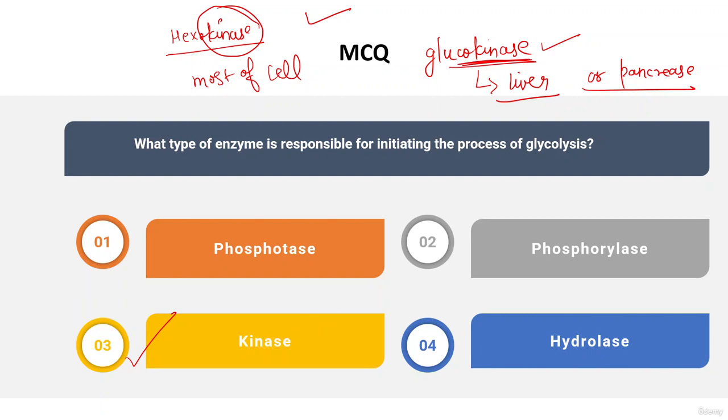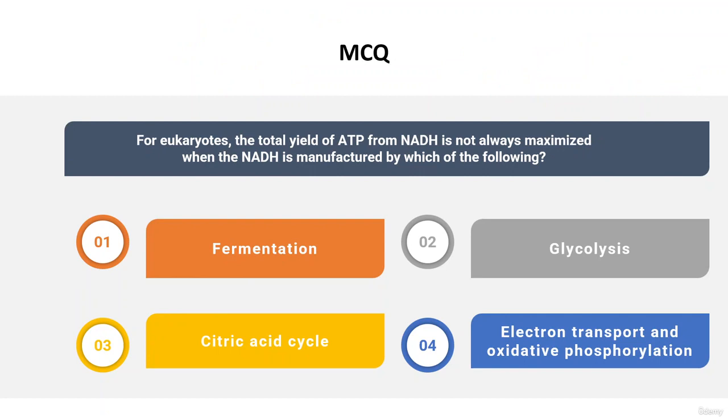Let's see the next question. For eukaryotes, the total yield of ATP from NADH is not always maximized when the NADH is manufactured by which of the following? As I told you, sometimes the ATP produced by glycolysis does not always go to oxidative phosphorylation and in return produce more ATPs. So it is not always necessary. Electrons sent into the mitochondria to continue the ETC.